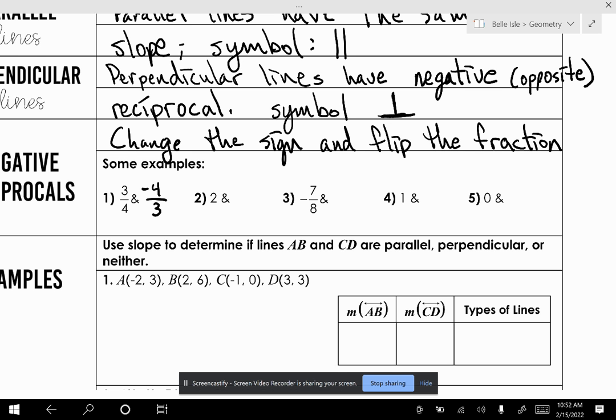Okay? So for number 2, if we look at number 2, obviously when we said reciprocal, we wrote flip the fraction. 2 is not a fraction. Hopefully we can all recognize that. So how do you change a whole number into a fraction?